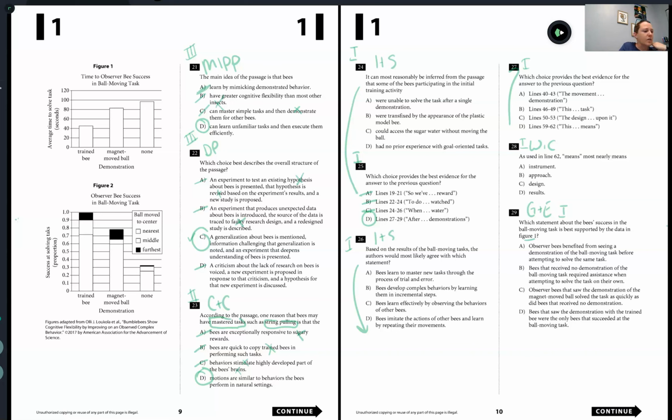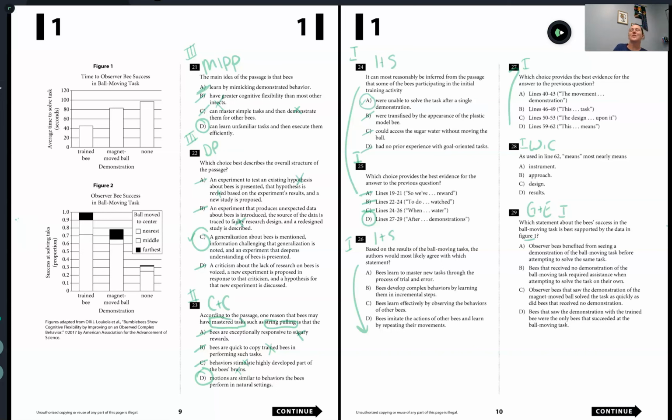Okay, so A, they were unable to solve the task after a single demonstration. Yes, they needed more. B, they were transfixed by the appearance of the plastic model bee. Nope, that is not the correct answer. C, the bees could access the sugar water without moving the ball. Incorrect. They had to get it to the goal in order for that gate to open. D, some bees had no prior experience with goal-oriented tasks. We can get rid of that one. So A is our answer.